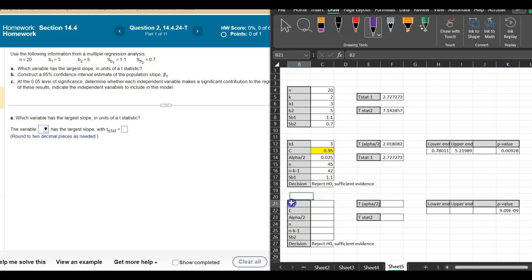Since the second table is b2, b2 is going to be equal sign, and I select b2, enter. The confidence interval, I think, is going to be 0.95 again. The alpha over 2 is technically copy and paste, so copy this formula here and paste it right there. Okay. And the n is going to be equal sign, and you click on the n there. The n minus k is going to be the same as this one, so I'm going to copy this and paste it. If you double click, you see it's 20 minus 2, that's b1 and b2, k is 2, minus 1. sb2 is going to be equal sign, and you put 0.7 here.